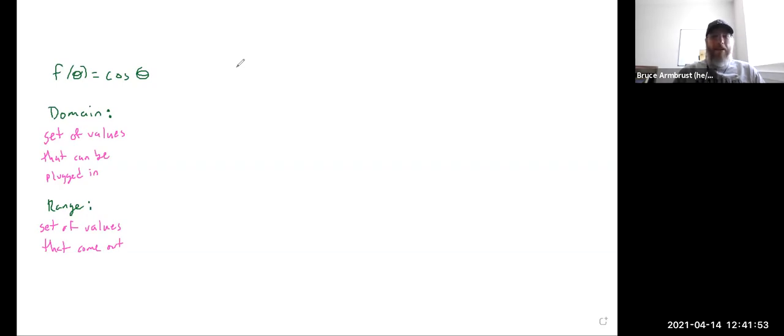All right, so let's investigate that here. Let's investigate the domain and range of cosine, thinking about it this way. So the set of values that can be plugged in, if we're talking about cosine, this is angles. So domain is going to be angles. And then the range, it's the set of values that come out. I'm going to put here x coordinates. Because remember, cosine is the x coordinate of the point.